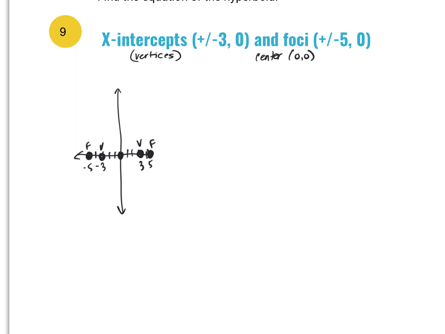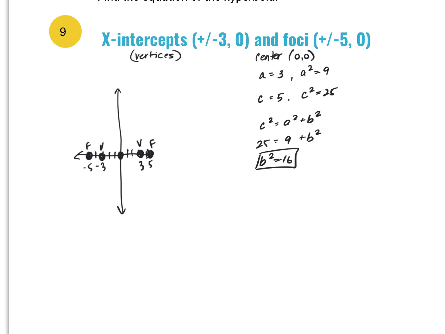Again, remember that the distance from the center to the vertices is your a value. In this case, it's 3 units, so a squared is 9. The distance from the center to the foci is your c value, and here I know that's 5. So c squared is 25. And I know that c squared equals a squared plus b squared. So 25 equals 9 plus b squared. So I know b squared equals 16.